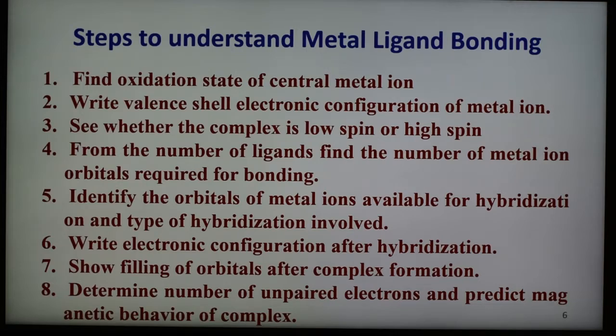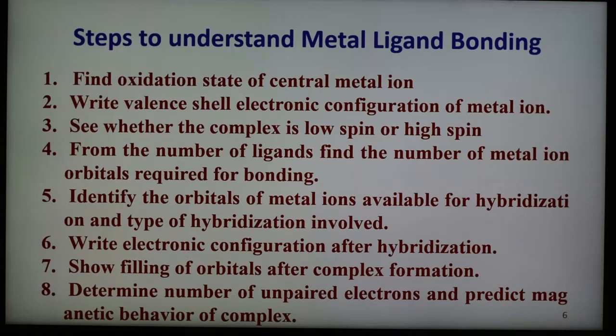Point number 4 is that from the number of ligands, find the number of metal ion orbitals required for the bonding. How many ligands are there, that many metal ion orbitals are required for the bonding. So if the ligands are 4, we require 4 metal orbitals for the bonding. And number 5 is to identify the orbitals of the metal ion available for hybridization and the type of hybridization involved. Depending upon that, the hybridization is determined.